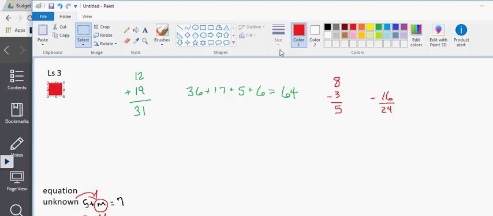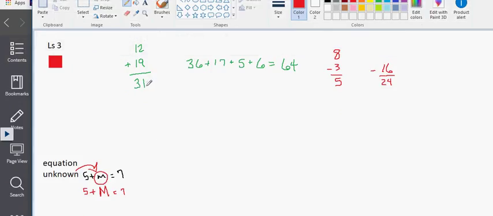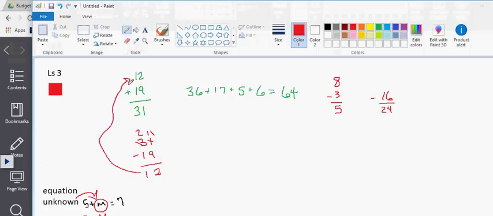Don't believe me? And maybe you've done this before, bear with me if you have. To find a missing addend, take sum minus known addend to find unknown addend. Pretty cool, huh?